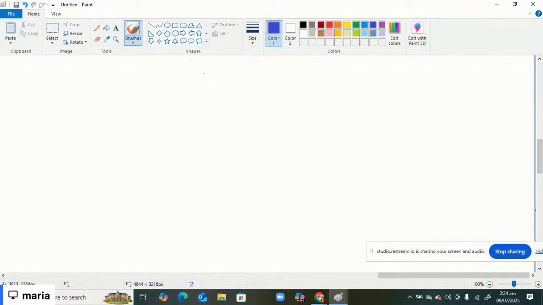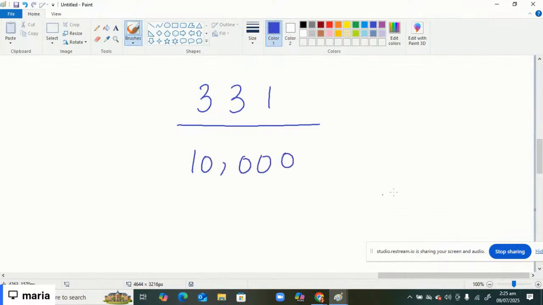For example, if I'm going to put it down here, 331 divided over 10, and then I'm going to put it 1000. Now first of all we can see how many zeros are there. You guys tell me. It's 1, 2, 3, and 4. So how many zeros? There are 4 zeros here.